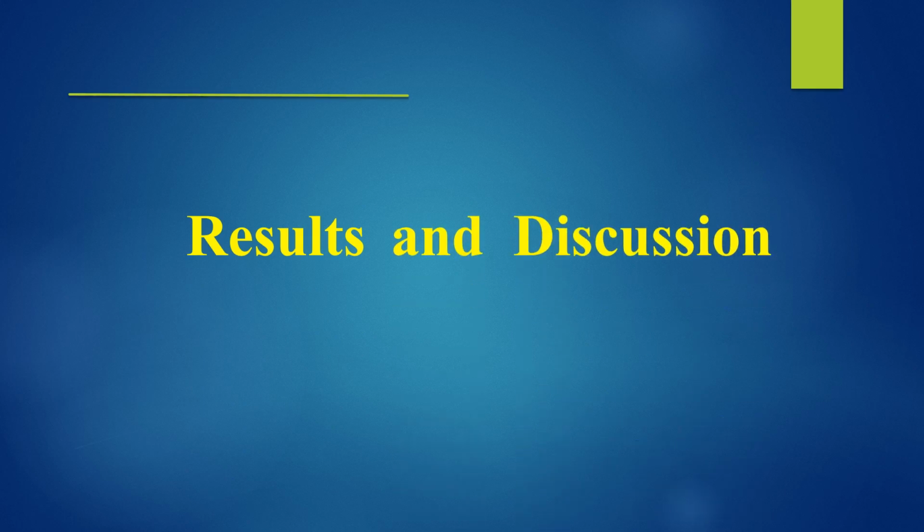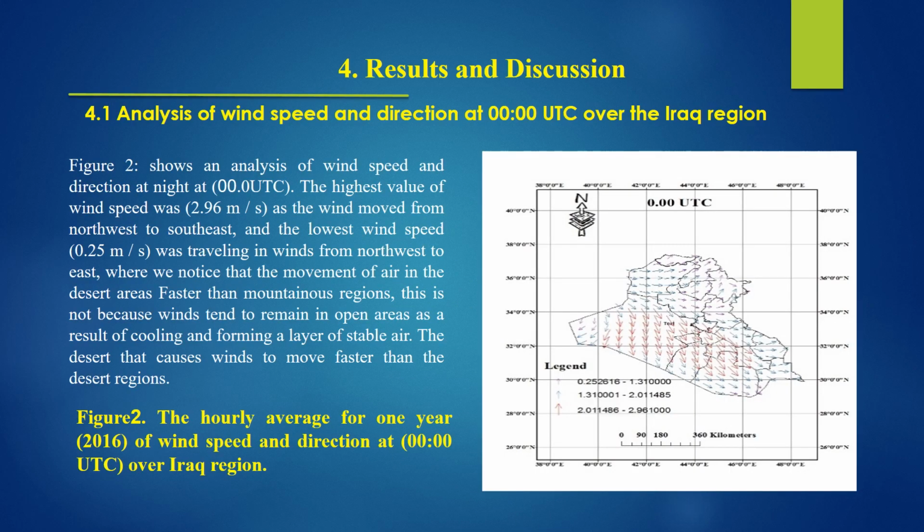Results and discussion. The results are shown in these figures, which show the wind speed and direction every 3 hours along a day. In figure 2, wind speed at 0 o'clock with direction: the highest value was 2.9 meters per second and the lowest about 0.25 meters per second over Iraq region.